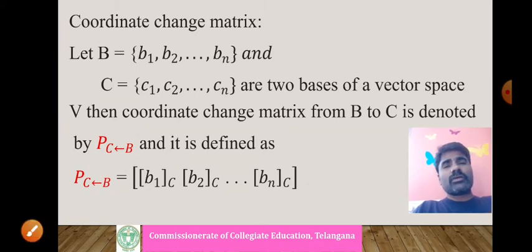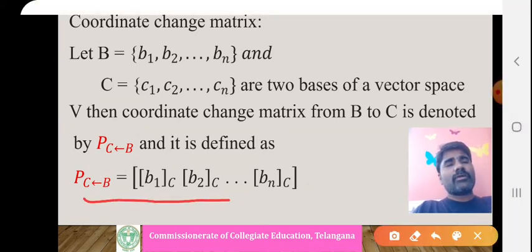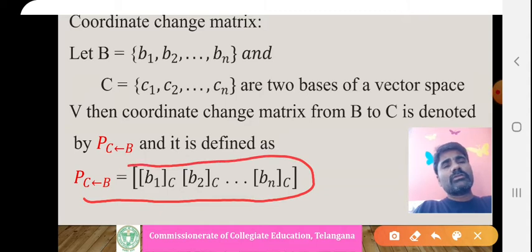This is known as the coordinate change matrix from B to C. If we want C to B, we can take C1 with respect to B, C2 with respect to B, like that, reversely.